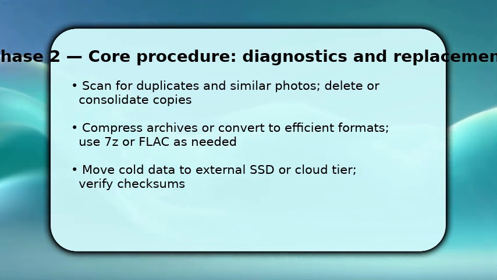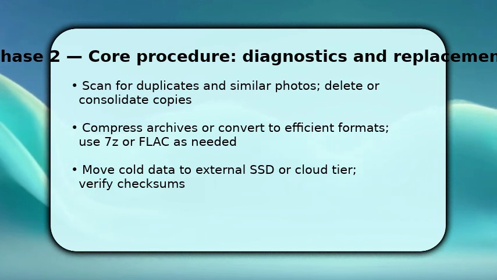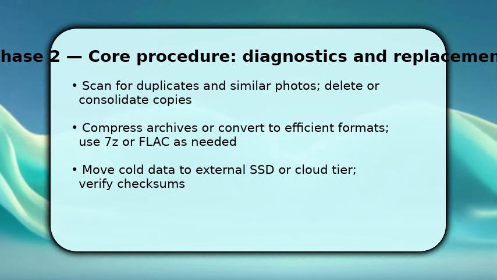Next, move cold data, old projects, raw footage to an external SSD or cloud archive tier, and verify checksums after transfer. This reduces live disk pressure and speeds up your system overall.